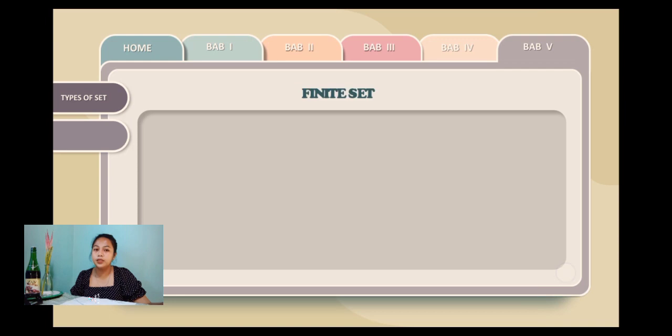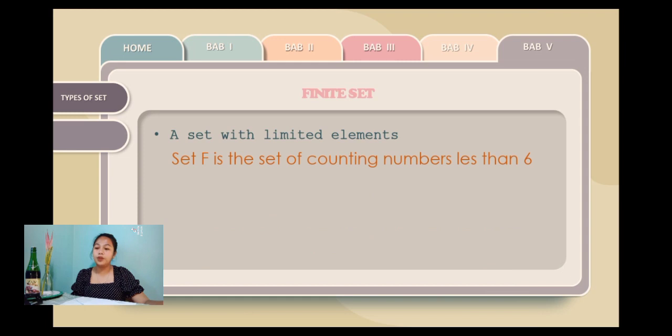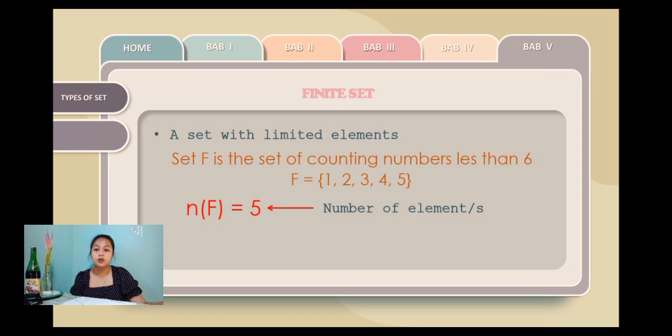Next is the finite set. A finite set is a set with limited elements. So, may hangganan yung kanyang elements. For example, set F is the set of counting numbers less than 6. So, ito yung solution. F is equal to {1, 2, 3, 4, 5}. Kasi less than 6 daw. So, 5 yung pinakamataas, pababa. Next, the cardinality of set F is equal to 5.